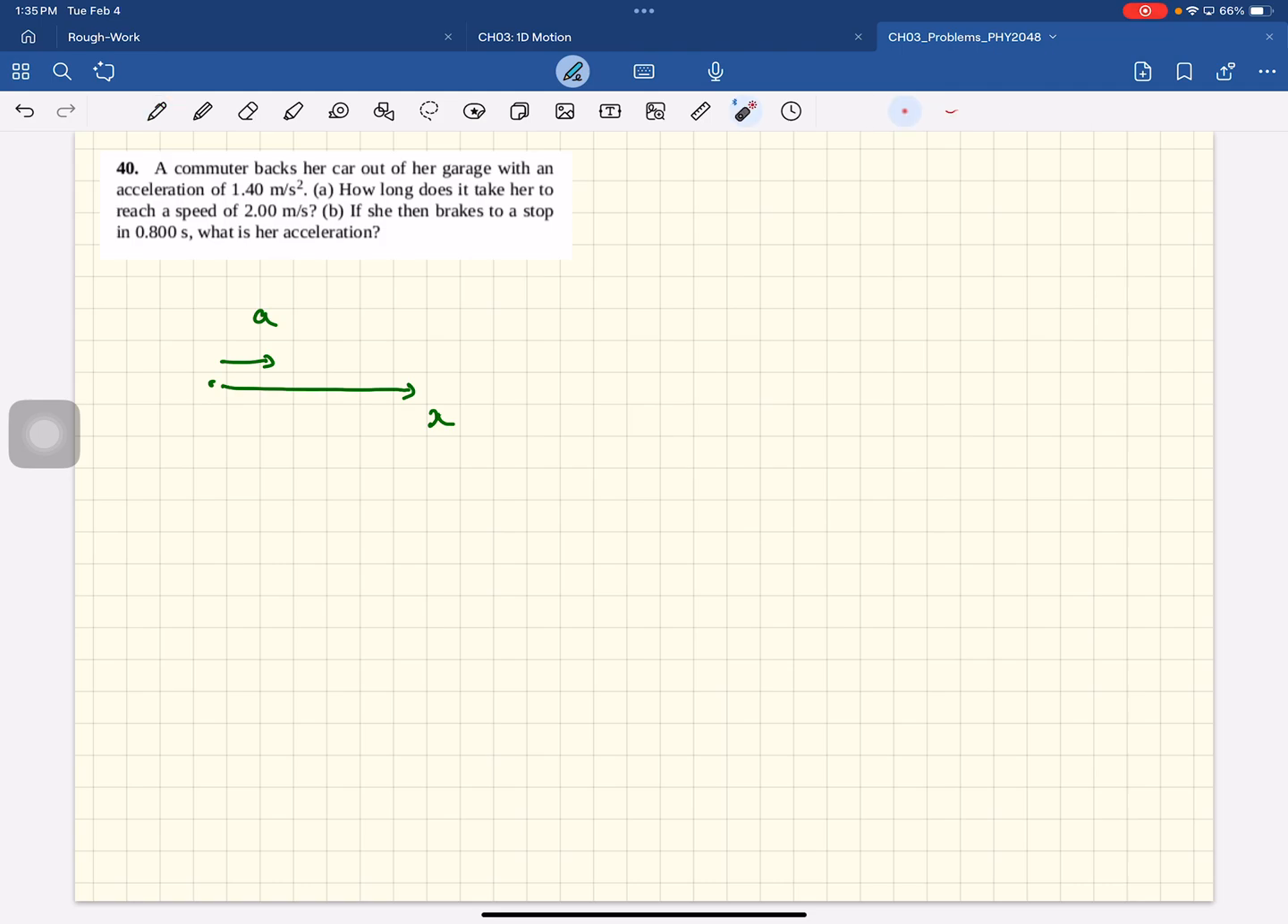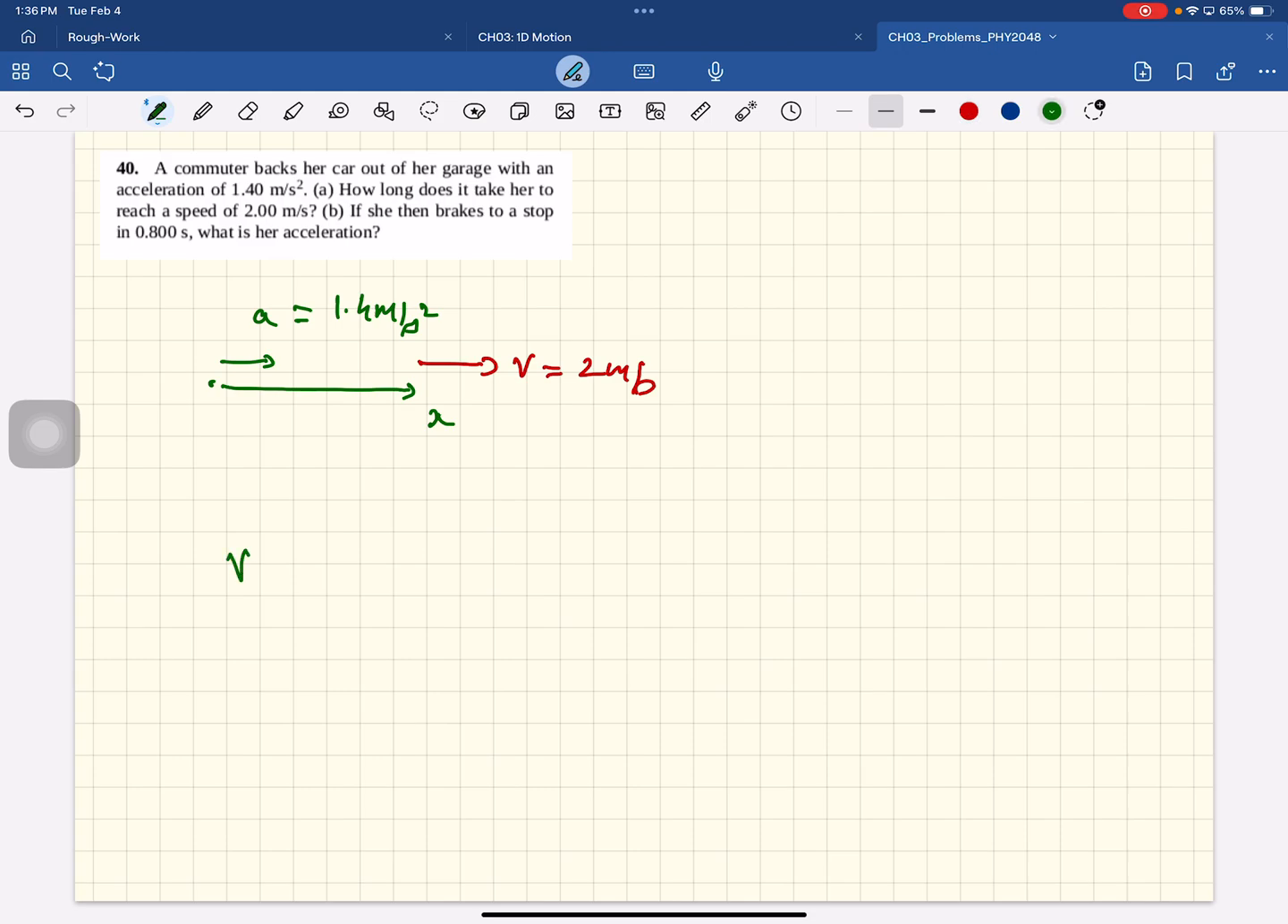Okay, so the acceleration is 1.4 meters per second squared. If the acceleration was pointing in that direction with this axis, it would be negative 1.4 meters per second squared. Okay. And then you want a final velocity of 2 meters per second.